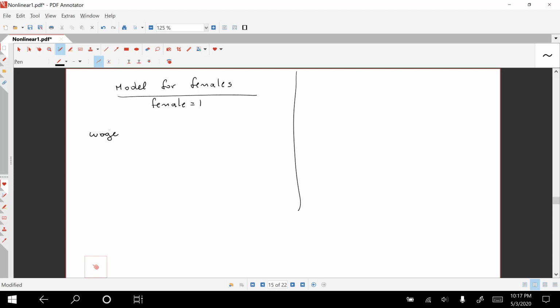So if we go back to our model, we have 0.623, 0.546, this minus 2.273 times 1, giving the equation minus 1.65 plus 0.56 education. Okay, so that's the model for females, and now we plug in the 0.